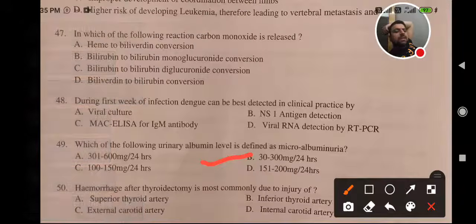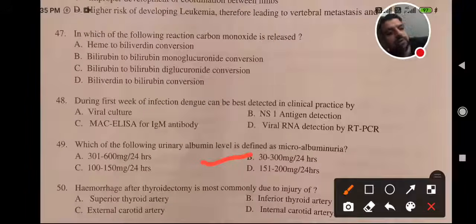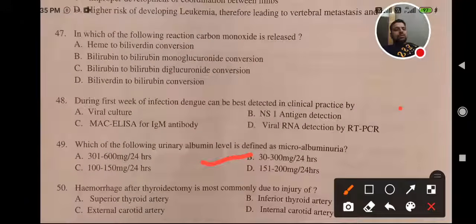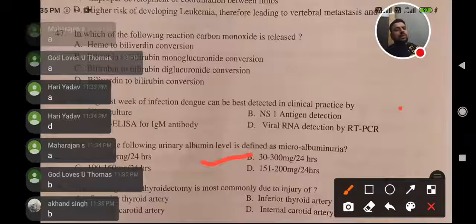Hemorrhage after thyroidectomy is most commonly due to injury of, what is the single best answer here? After thyroidectomy, which artery is responsible for hemorrhage? Answer is superior thyroid artery.